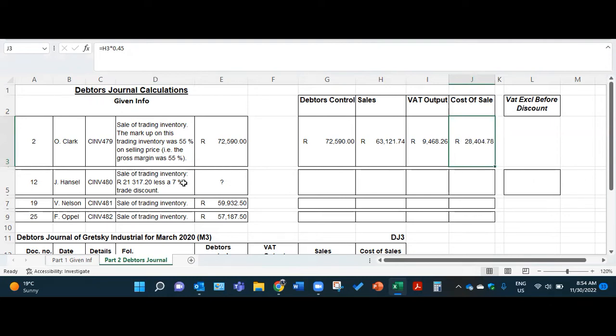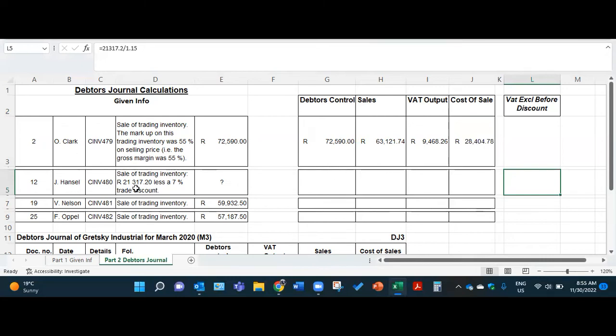The next one could be tricky, so pay attention. It does say here that we have sale of trading inventory. It is marked at 21,317 rand and 20 cent, but we are going to give a 7% trade discount. And now here, I want you to think logically with me before we do the calculation. The mere fact that you are giving somebody a discount does not affect your cost. Your cost is going to be the same. So you cannot calculate your cost of sale on your sales, because your sales will reflect the 7% discount. So what we need to do first is we need to calculate what the VAT exclusive amount was before we gave the discount, because that is what we will use to calculate our cost of sale.